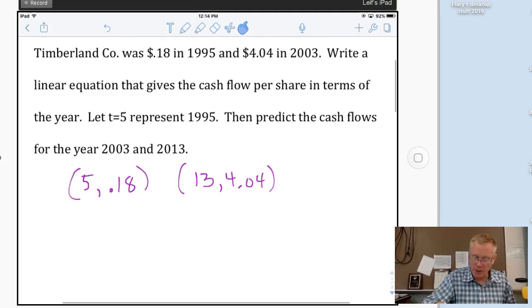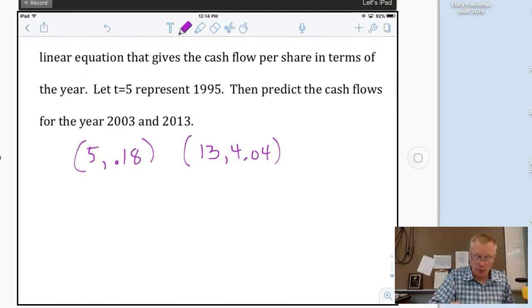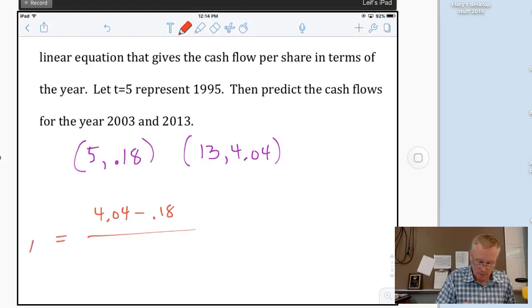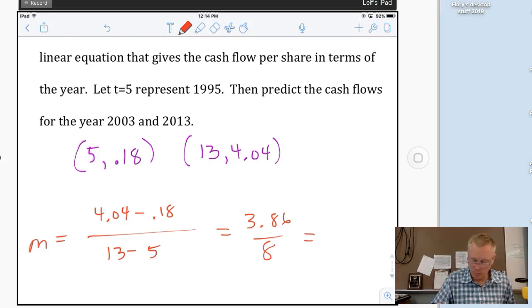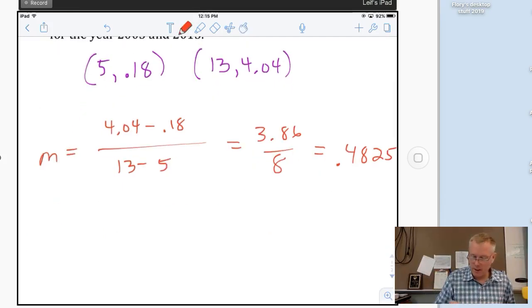So I need the rate of change, all right, which is slope. So the first thing I'm going to do is do my slope of 4.04 minus 0.18. This is y2 minus y1 over x2 minus x1, okay? And when you punch that into there, you get 3.86 over 8, which is 0.4825. Be exact with that.